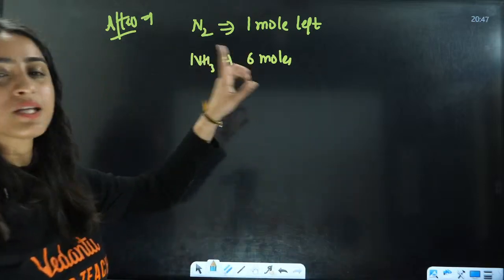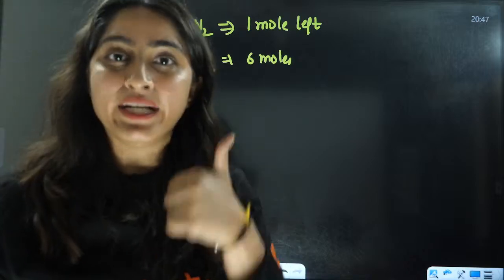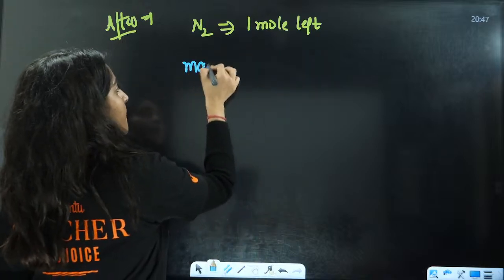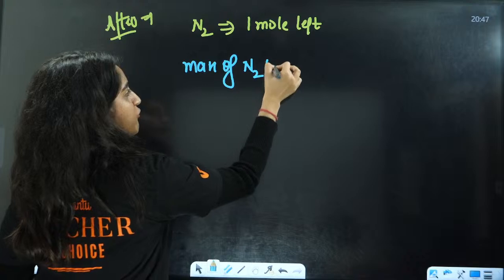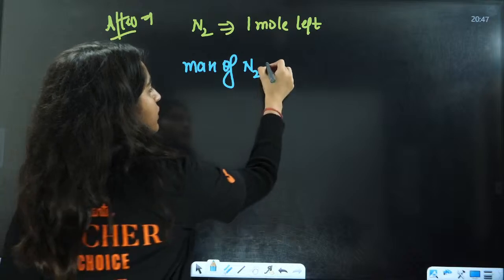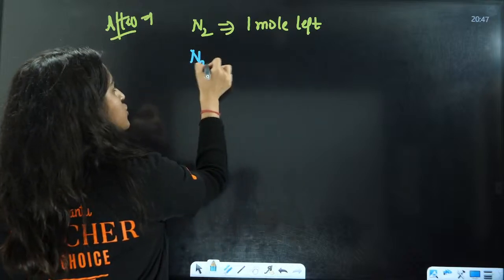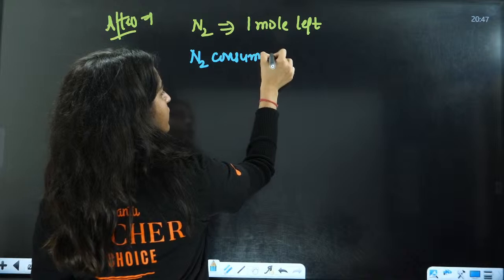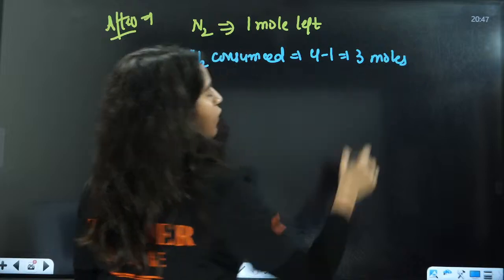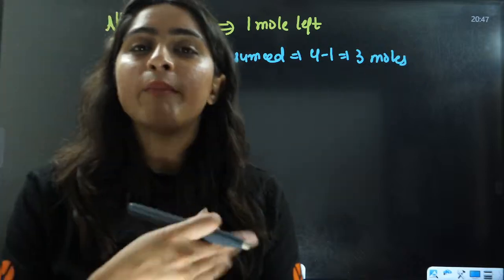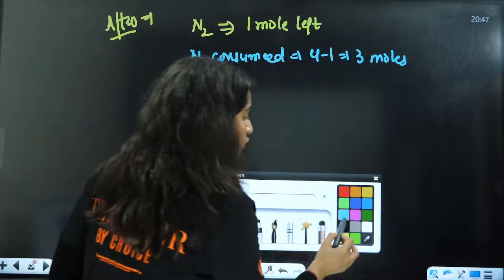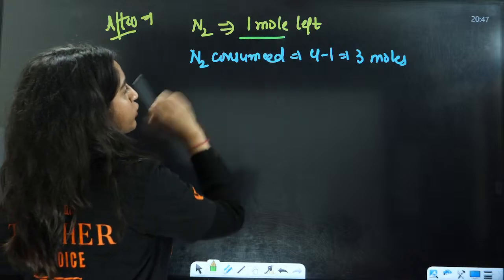Now with the moles they can ask you what is the mass of N2, or what is the volume of N2. If they ask you the mass of N2 left or consumed, the mass of N2 consumed is 4 minus 1, that is 3 moles. Always see what they are asking you, the mass of left N2 or the mass of consumed N2. If they are asking the mass of left N2, that will be according to 1 mole, right?